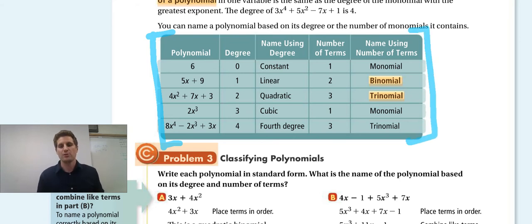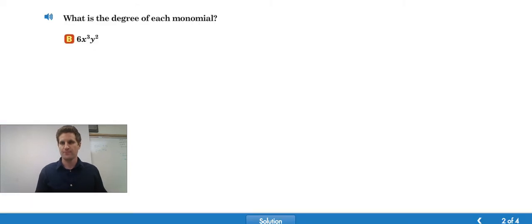So binomial, trinomial tells me how many terms I have, but then we can also have degrees. So we have linear is 1 degree, quadratic is 2 degrees, and then 3 is cubic, and then 4 we do 4th degree, then 5th degree, 6th degree, 7th. We don't necessarily have special names for those. Okay, let's look at some examples. So you wrote those two things down.